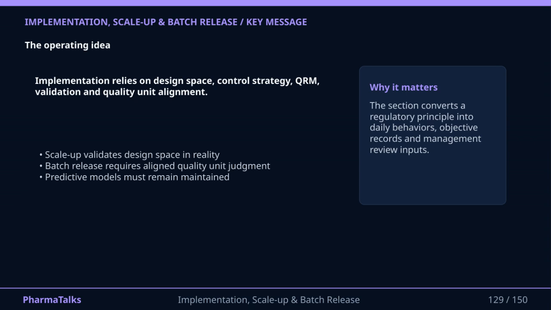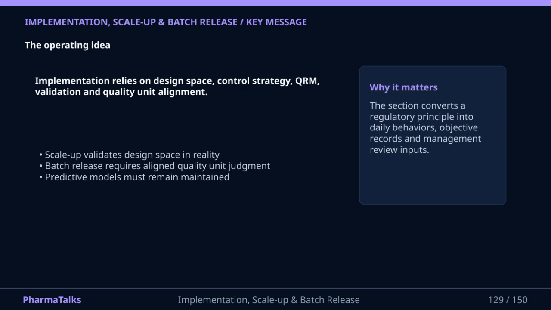When we talk about scale-up, we're essentially validating the design space in real-world conditions to ensure everything performs as expected. Batch release, on the other hand, requires a consistent and aligned judgment from the quality unit to maintain product integrity. An important point is that predictive models used throughout this process need to be continually maintained to stay accurate and reliable. This section is vital because it takes a regulatory framework and turns it into practical, everyday actions. It translates policy into objective records and provides essential inputs for management review, making sure quality and compliance are embedded in routine operations.